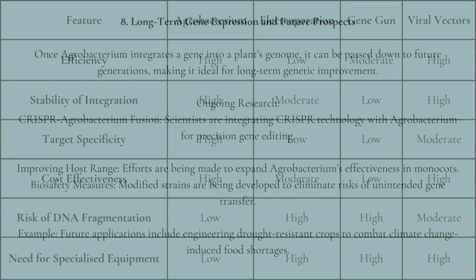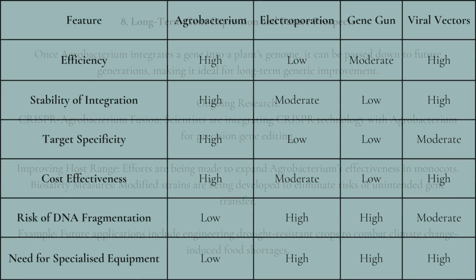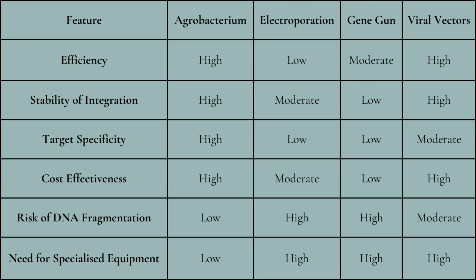Here we see a table again displaying the characteristics of Agrobacterium as compared to other methods like electroporation, gene gun, and viral vectors, showing how Agrobacterium-mediated gene transfer is still one of the best methods for biotech.